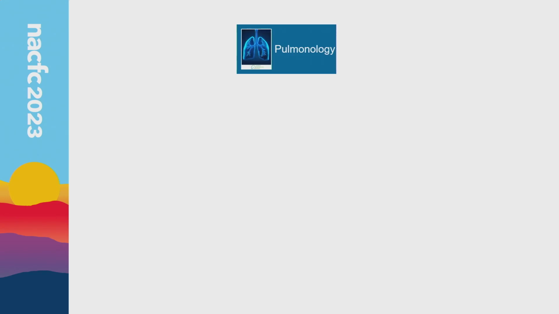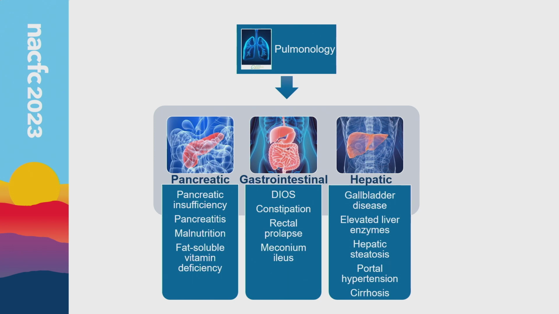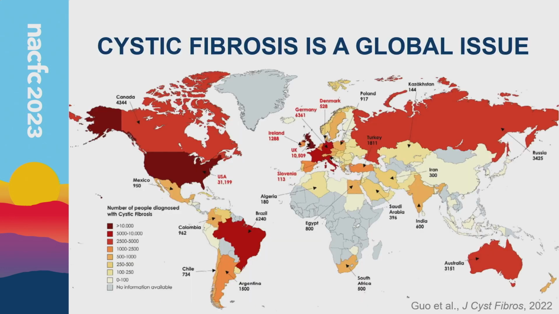So we're all familiar with the pulmonary manifestations of cystic fibrosis, but there are also pancreatic, gastrointestinal, or GI, and hepatic manifestations, which include pancreatic insufficiency, fat-soluble vitamin deficiency, malnutrition, meconium ileus, and mild to advanced hepatobiliary disease, including hepatic steatosis and hepatic fibrocirrhosis.